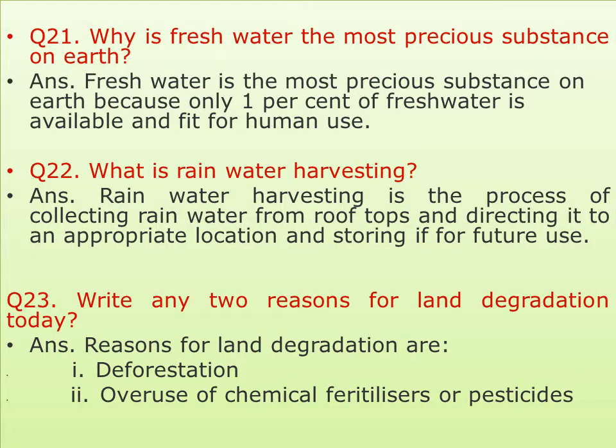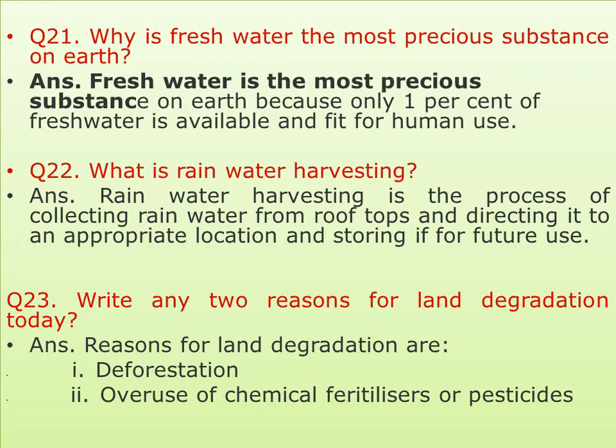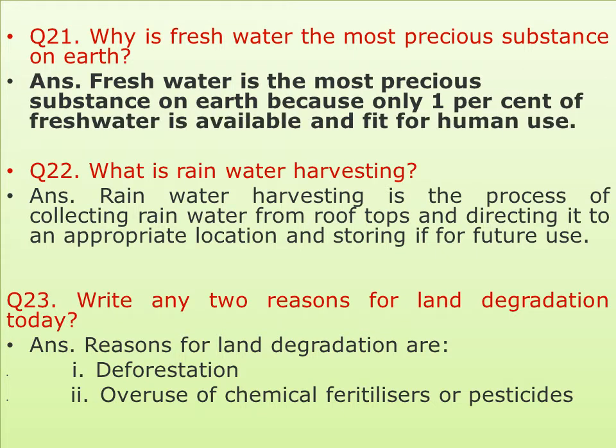Question number 21. Why is fresh water the most precious substance on earth? Answer: fresh water is the most precious substance on the earth because only 1% of the fresh water is available and fit for human use.